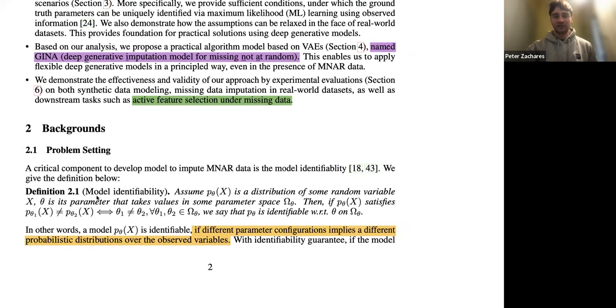It says, here's the definition of model identifiability. Assume that where theta is your model parameters, you have some parameterized distribution over your feature set X. And the parameters in this distribution take on values from some parameter space, large omega theta. Then a model is identifiable if it's unique in terms of the distribution that it expresses. So there's no other set of parameters which can express the same distribution.